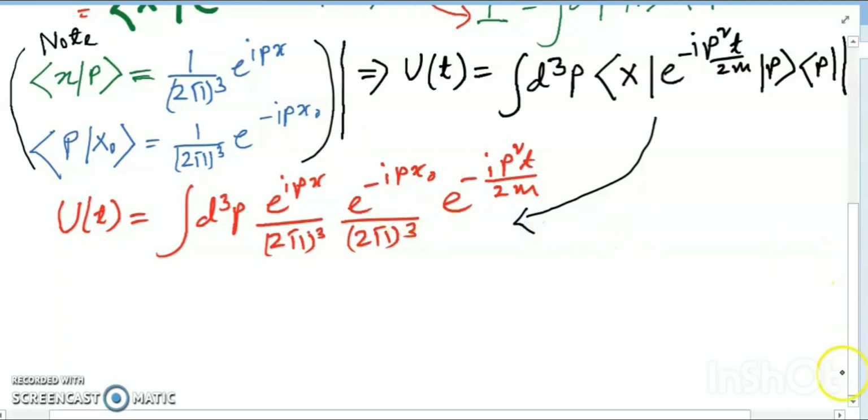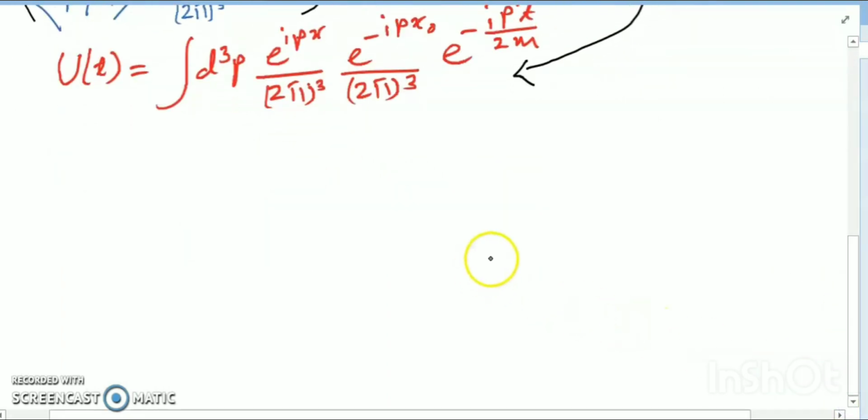Very simple. Now a reminder. I will remind you of the Gaussian integral: the integral from minus infinity to infinity of e to the power minus b x squared dx.